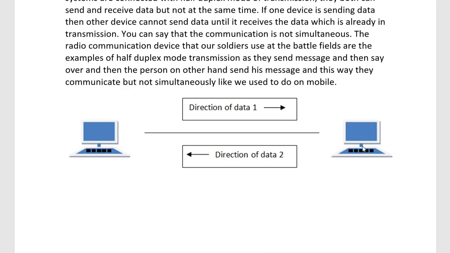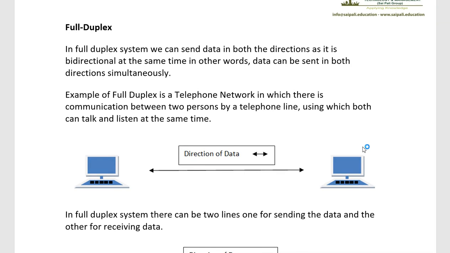Then we have full duplex. Now in a full duplex system, we can send data in both directions, as it is bi-directional. At the same time, in other words, data can be sent in both directions simultaneously. An example of full duplex is a telephone network in which there is communication between two persons by a telephone line, using which both can talk and receive at the same time. So this is bidirectional communication, where data can be sent and received at the same time by the sender and receiver, and both are sender and receiver. Like when we use the telephone line, we speak and also listen at the same time. That is full duplex communication.